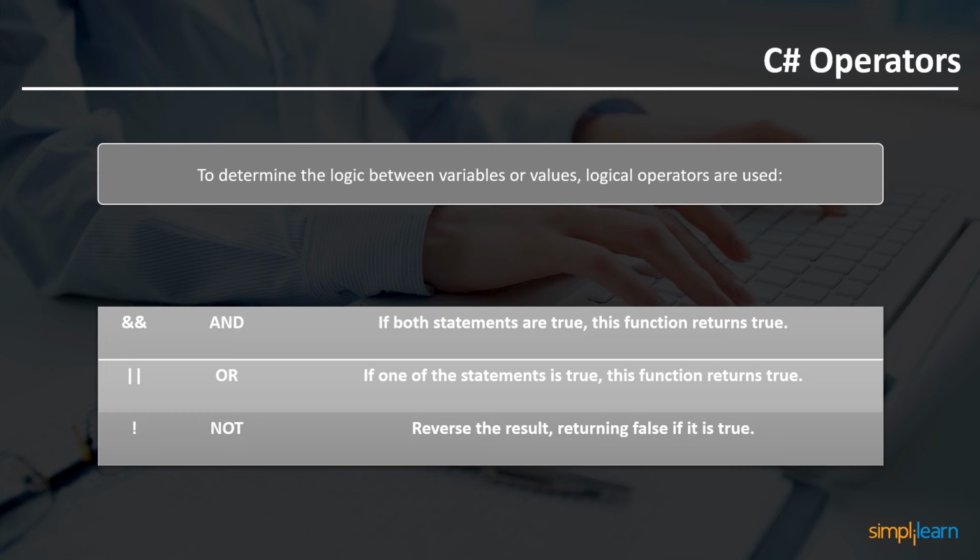Last but not the least, we have logical operators. To determine logic between variables or values, logical operators are used. The first logical operator in C# programming language is the AND operator. The AND operator provides a result as true only if both the values are true. If one of them is false, then it returns false. Next, after the AND operator, we have the OR operator. It returns a true value if either of the values is true. If both the values are false, then the result will be false.